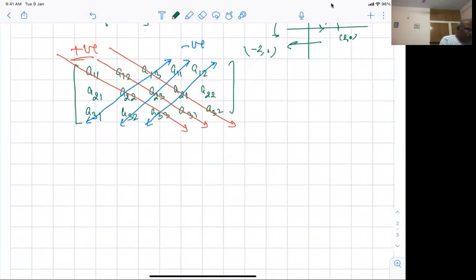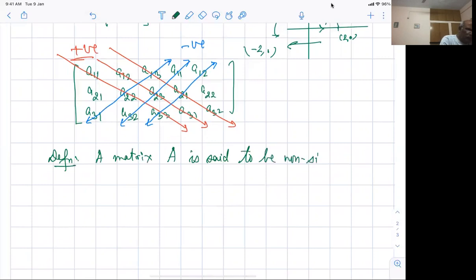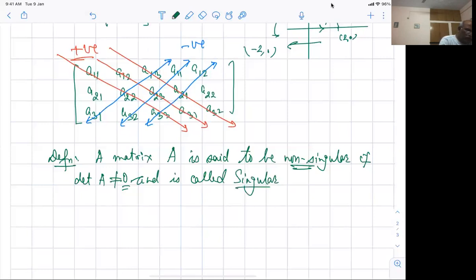Fine. So definition. A matrix A is said to be non-singular if determinant of A is non-zero. Non-singular, but it does not become 0. There is no singularity. All right, things like that. Fine. And is called singular if determinant of A is 0.